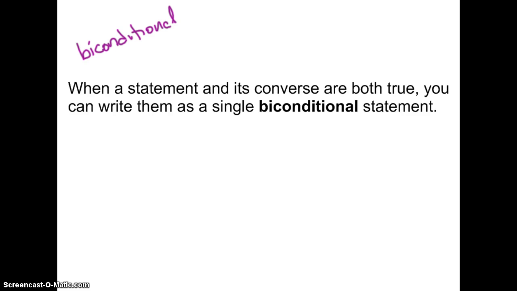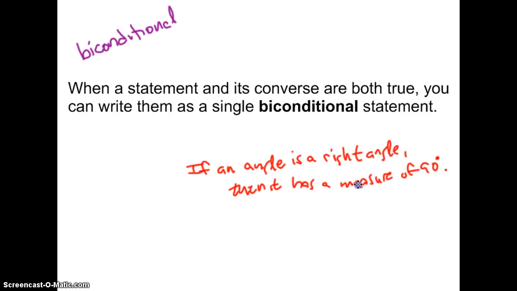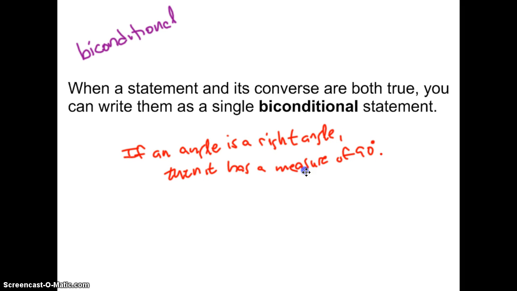Let's take a look at an example of this. So, let's take the conditional statement, if an angle is a right angle, then it has a measure of 90 degrees. That's a true conditional statement. You're never going to be able to find a counterexample of a right angle that does not have a measure of 90 degrees. So, why don't you pause the video and try to write the converse of that statement.